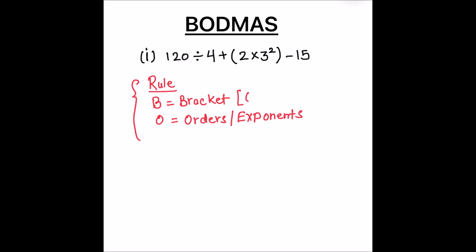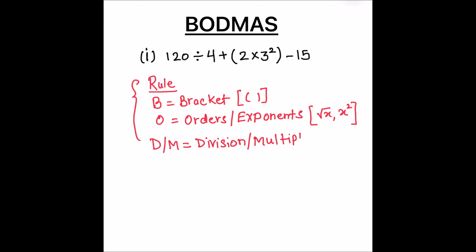So example is this for brackets. In orders and exponents, everything under the root sign or the square will come in the orders and exponents. Next is D and M. Division and multiplication have the same priority from left to right. So this is division or multiplication from left to right.